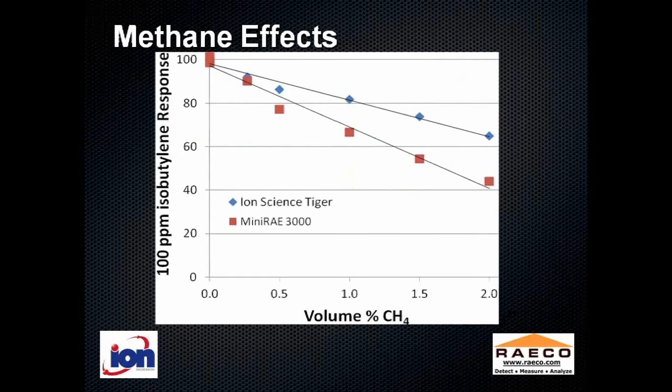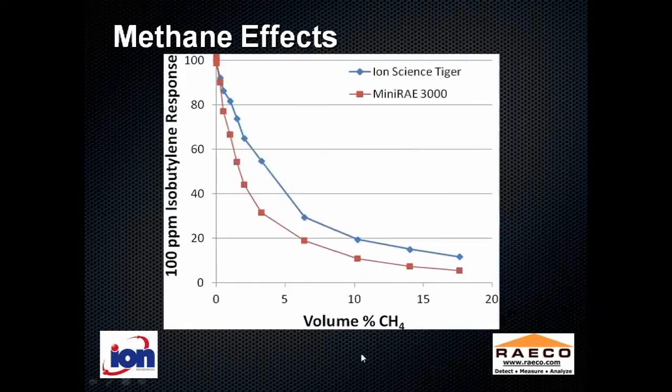The methane effect: methane inhibits the response. In fact, all organic vapors have some inhibition of measuring other compounds at lower concentrations if the concentration of that inhibitor is very high. So when you get up here to about 1% to 2% methane, there's an inhibition of the response to isobutylene. So here we're measuring 100 ppm isobutylene in the presence of 10,000 ppm methane, 20,000 ppm. And so the reading drops.